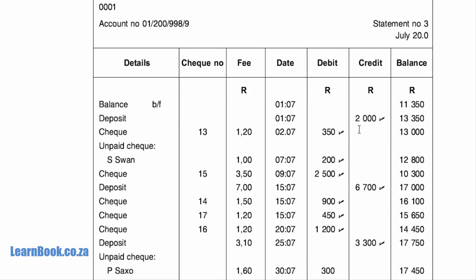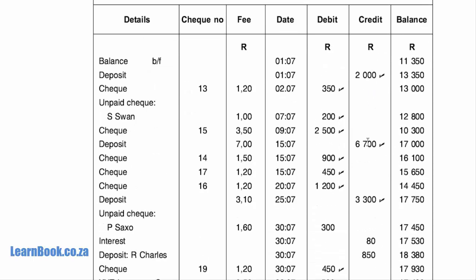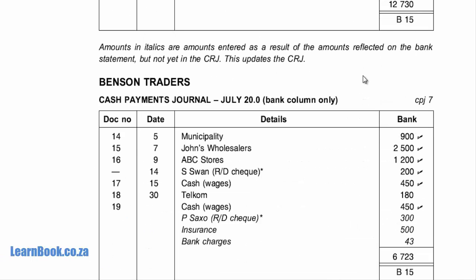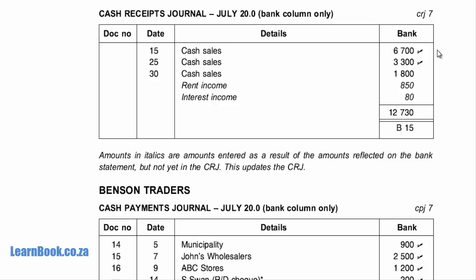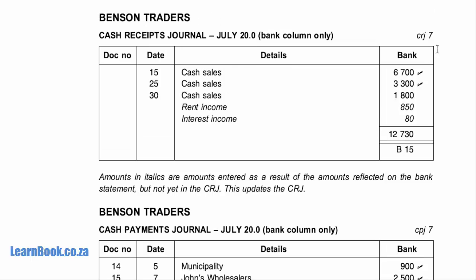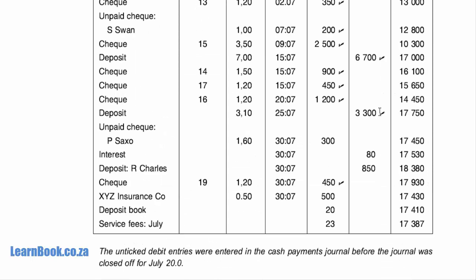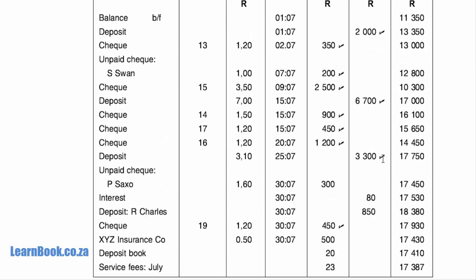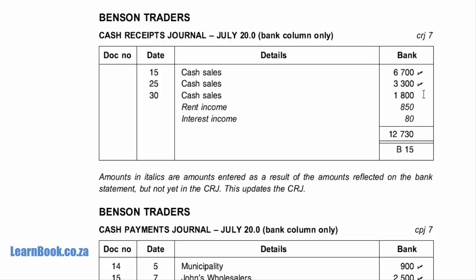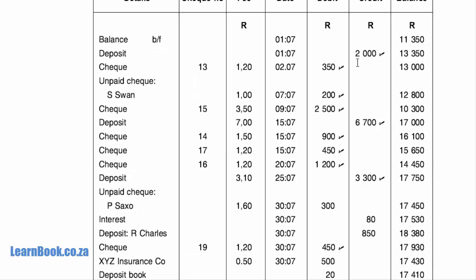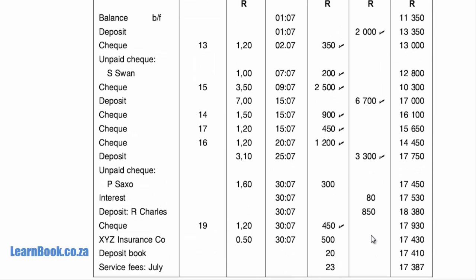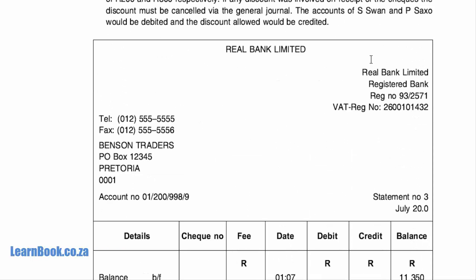And you can see that here we see 6,700. We have to now tick this off and tick 6,700 in the cash receipts journal. The next figure is 3,300. Here we see in the bank statement 3,300, and we've got to tick that off as well. We then look for 1,800, and we do not see 1,800 here in the bank statement, so we leave that unticked.